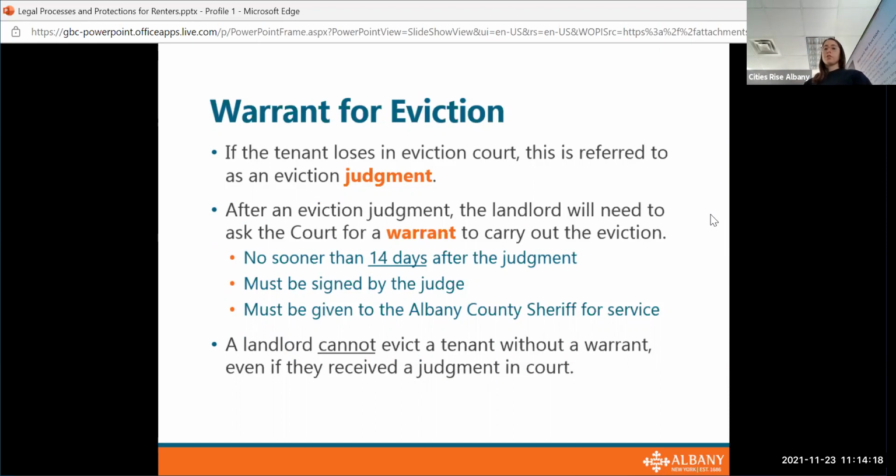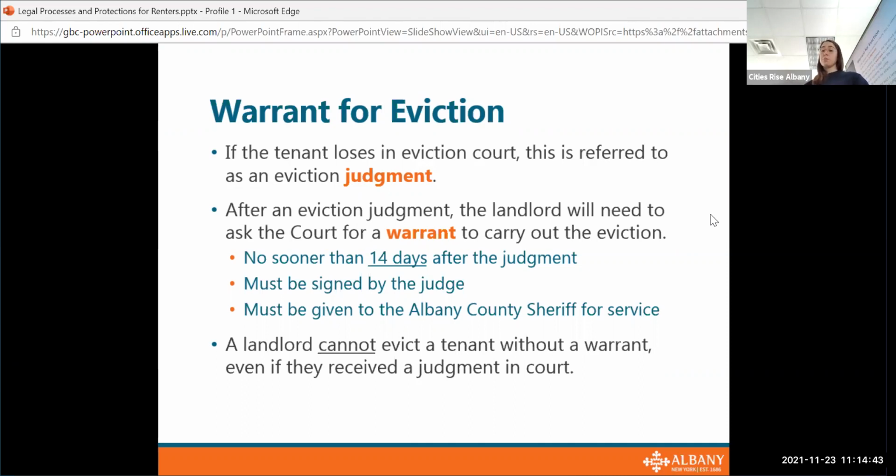So after the eviction trial, if the tenant loses an eviction court, then this would be referred to as an eviction judgment. So after an eviction judgment, the landlord can ask the court for a warrant of eviction. The warrant cannot be carried out until at least 14 days after the judgment has occurred. So it does give a little bit of time for the tenant to make other arrangements.